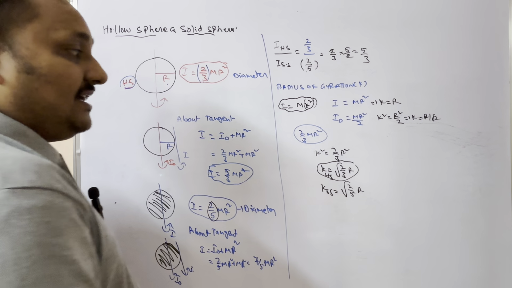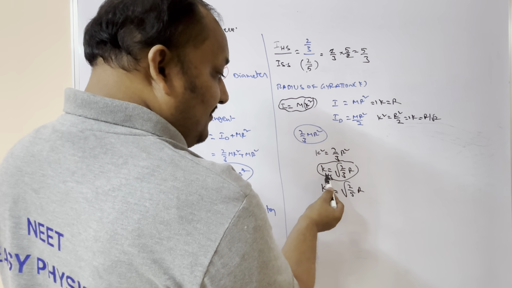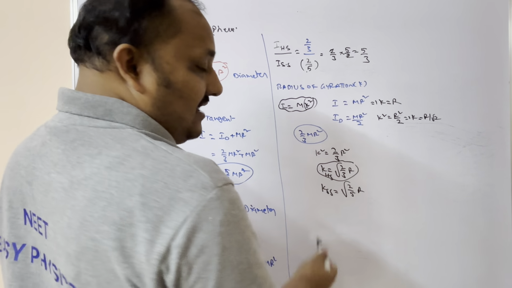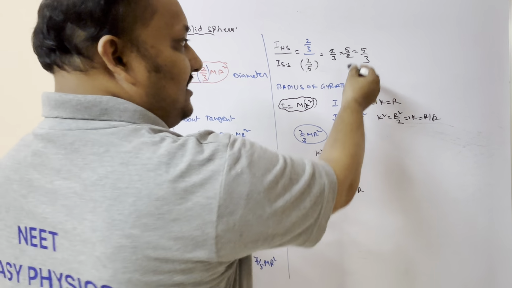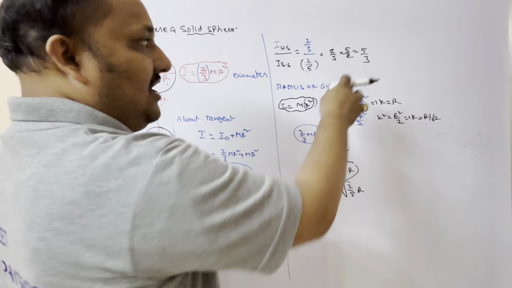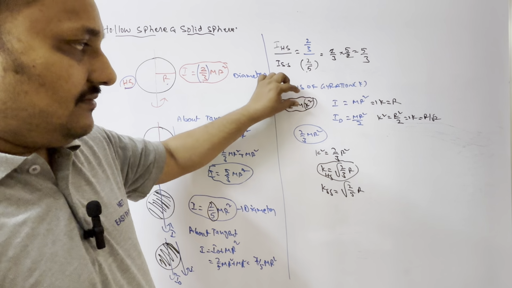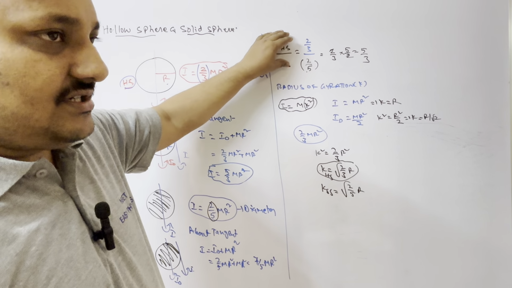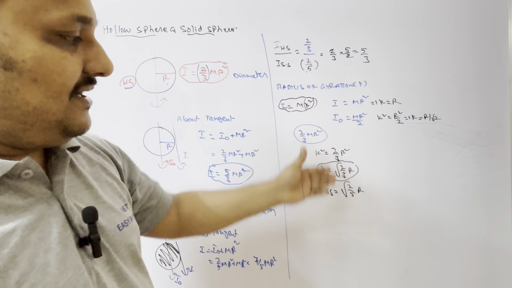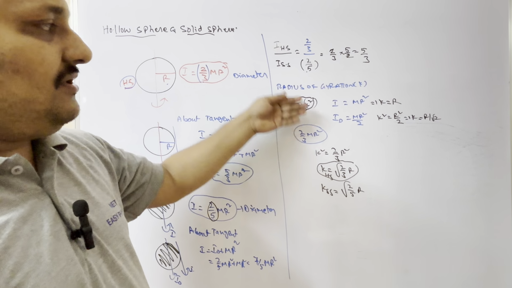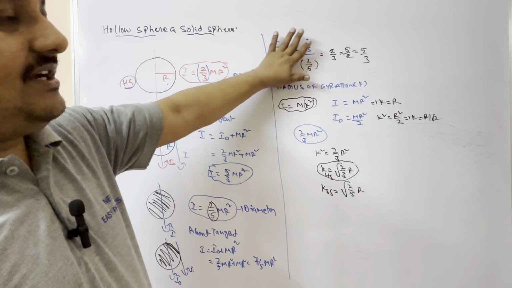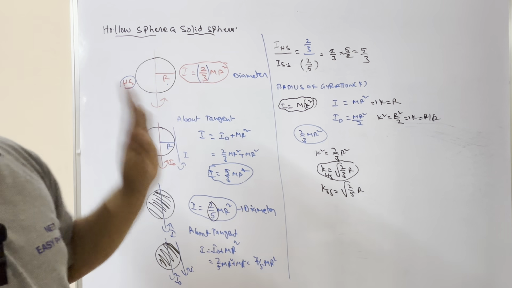So in one year they asked what is the ratio of radius of gyration of hollow sphere and solid sphere about diameter. That is going to be root 5 by 3. But in the options they didn't give that root. Whoever is doing, they will be doing moment of inertia only. But for that we will apply square root. If you apply square root, that is radius of gyration. If you didn't apply square root, that is moment of inertia.